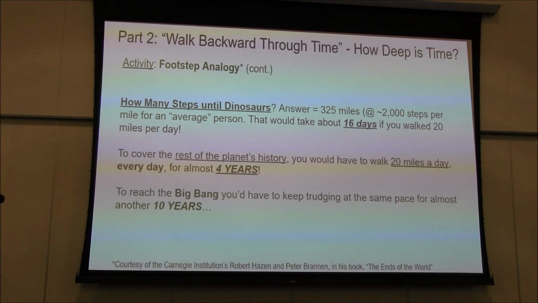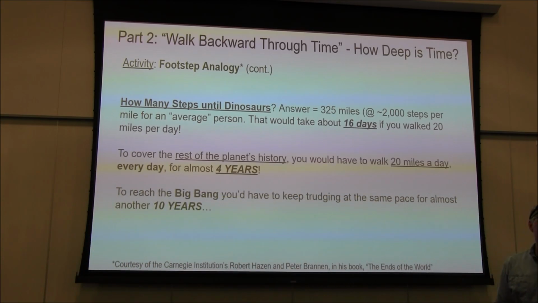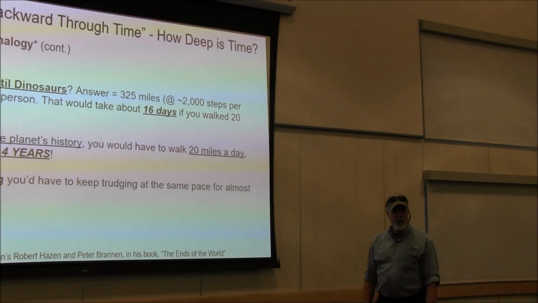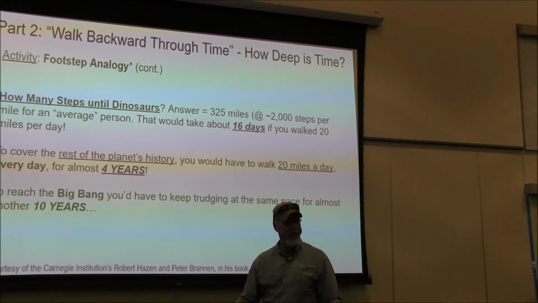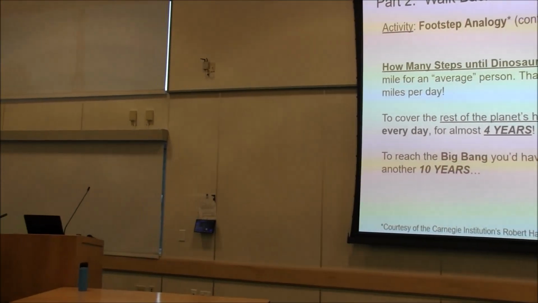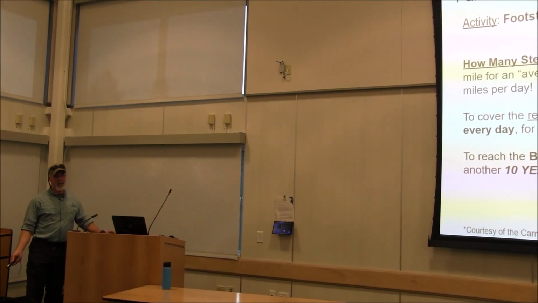My kid did the PCT, it took him 4.5 months. He went something like 1,200 something miles. You have to do 20 miles a day, every day, for 14 years to get to the Big Bang. A little less than 4 years just to get to the beginning of Earth. You guys have a lot of history to start working on, right? Come on, you guys. Does that put it into a little bit different perspective of what geologists have to think about?